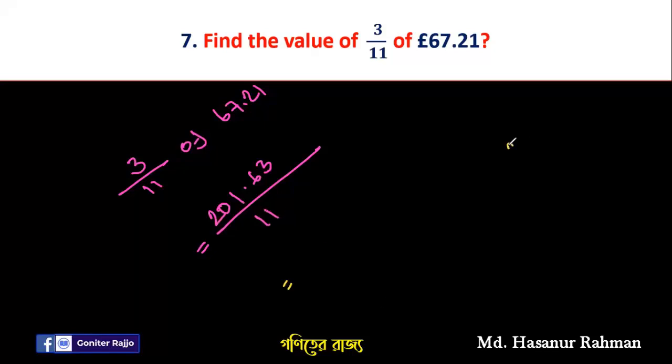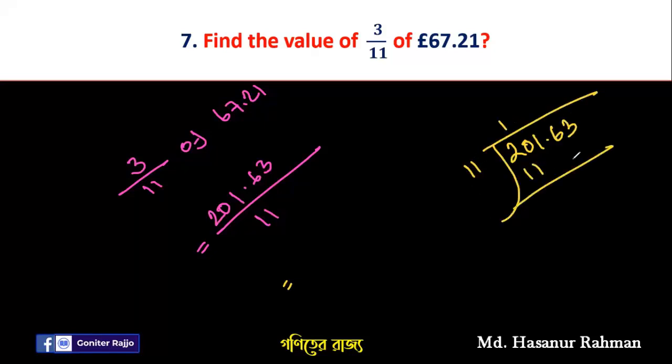So how can we divide? Look, 201.63 divided by 11. 11 ones are 11. Remainder is 9, 91. So 11 eights are 88. We have 3 as remainder.